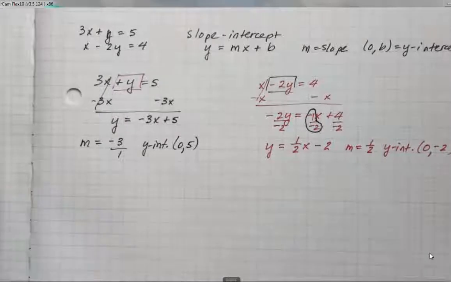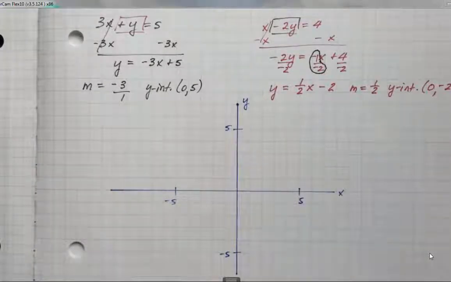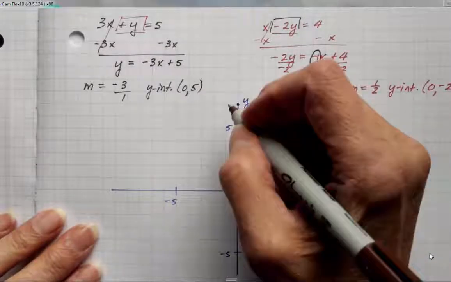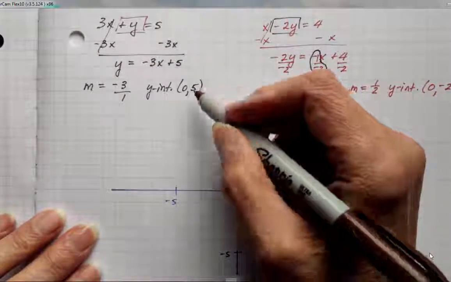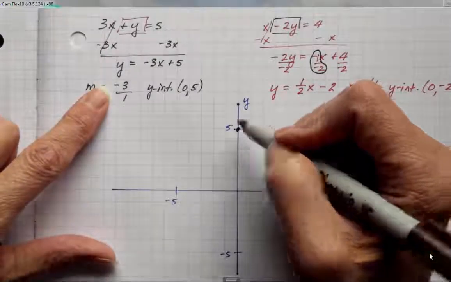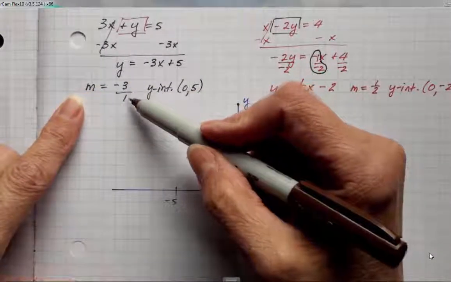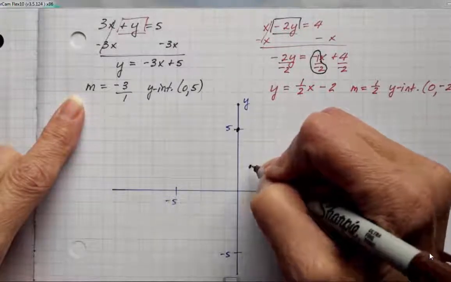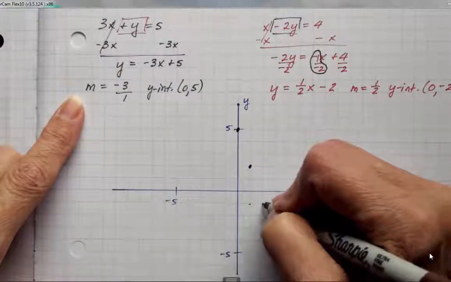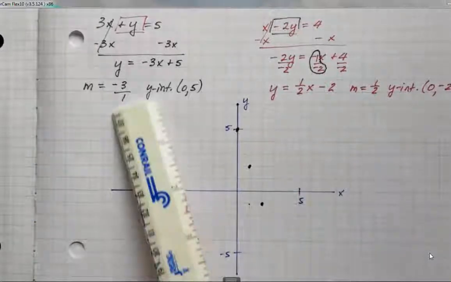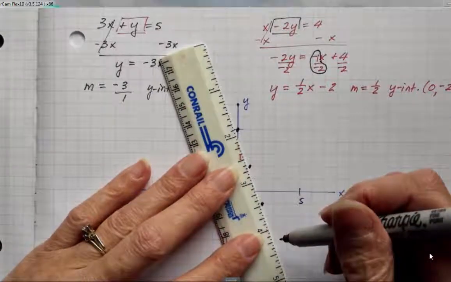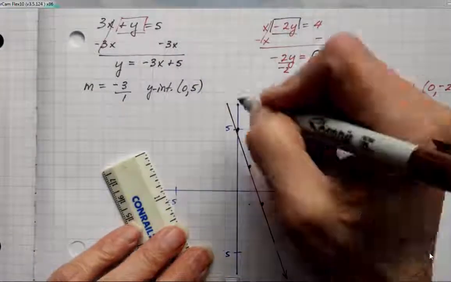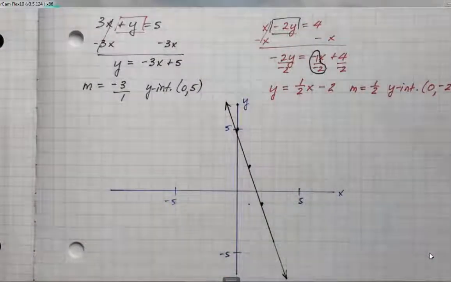So now I'm ready to graph. Using the information that I have, (0, 5) is my y-intercept, so that's that point right there. And then I'm going to be going down 3, to the right 1, down 3, to the right 1. So I have several points going here. I'm going to connect them all using a straight edge, because I'm going to be looking for points of intersection of my two lines, so I want them to be as straight as possible.